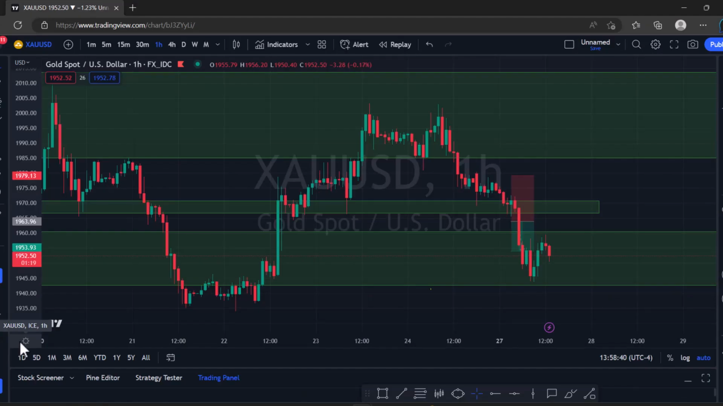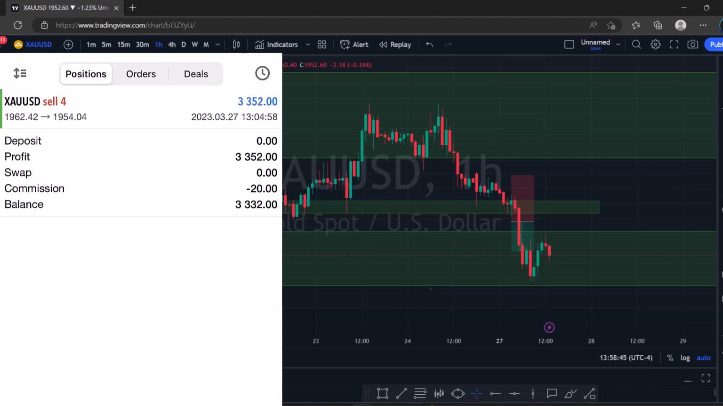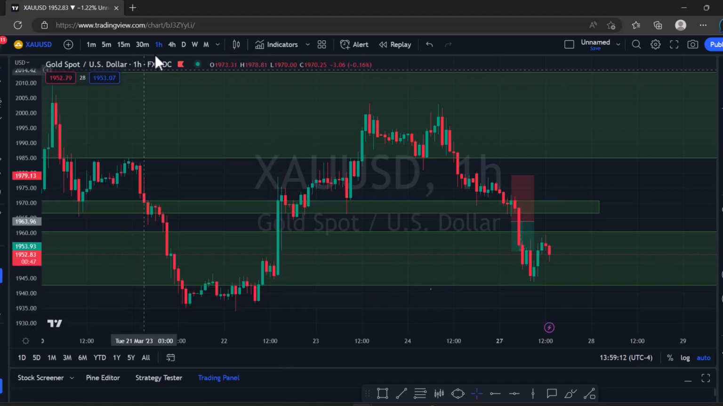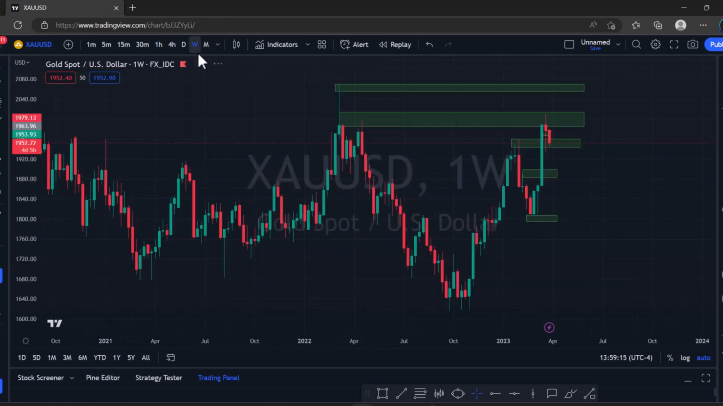Today I'm going to break down this very simple trade that happened in my sleep for over $3,000, y'all. And I'm going to break down how I caught it and how you can catch it next time as well. So first, let's just take a look at where we are from a higher time frame perspective.